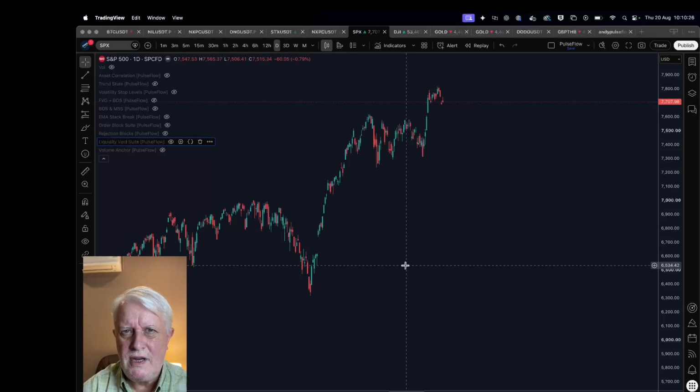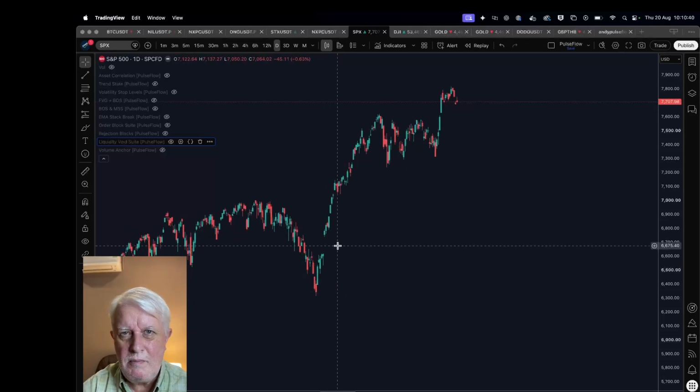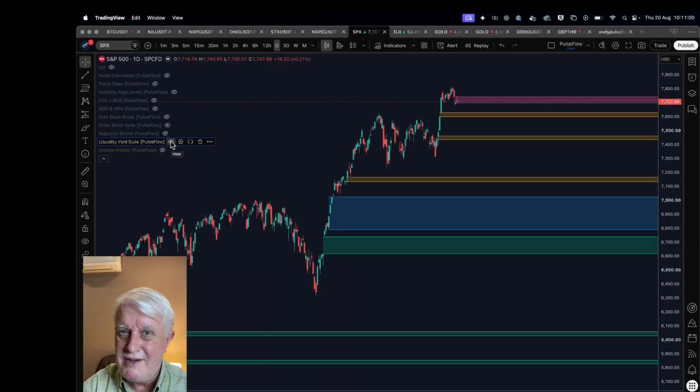Price moves fast and you see empty spaces on the chart. We call this a gap. But there are three types of inefficient price movements, and they do not all mean the same thing. This free indicator separates all three of them: true gaps, body gaps, and liquidity voids. So let's see the difference.